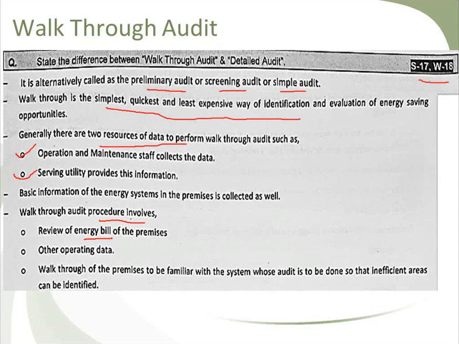Particular MIT कॉलेज का अपना इलेक्ट्रिसिटी बिल देखा जाएगा, कितना है ईयरली, monthly, daily. Then other operating data, as I told you, fans, light, tubes, labs, कितने instruments use होते हैं, and walk through of the premises to be familiar with the system whose audit is to be done so that inefficient areas can be identified.